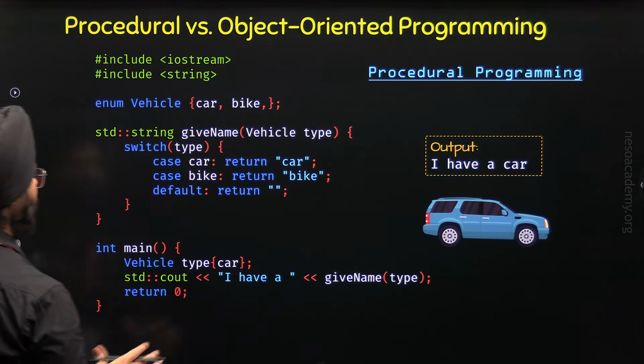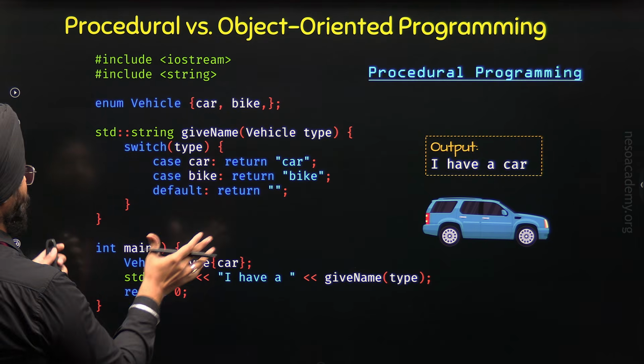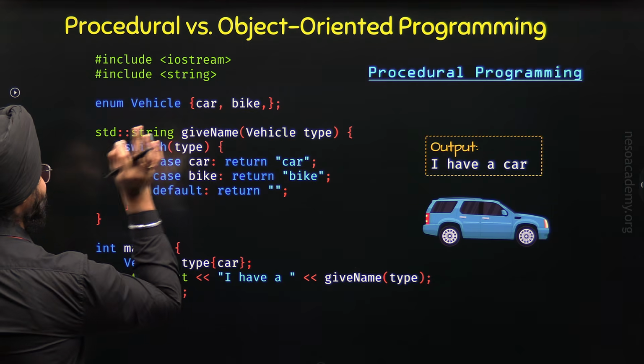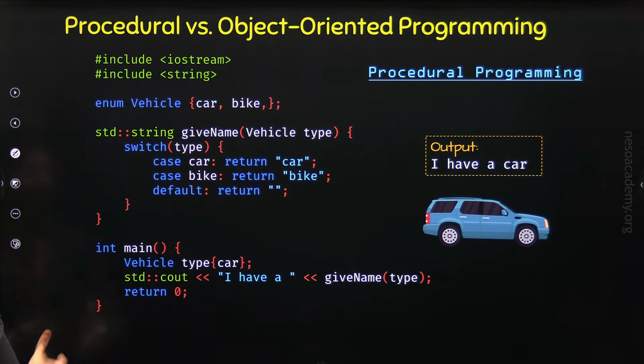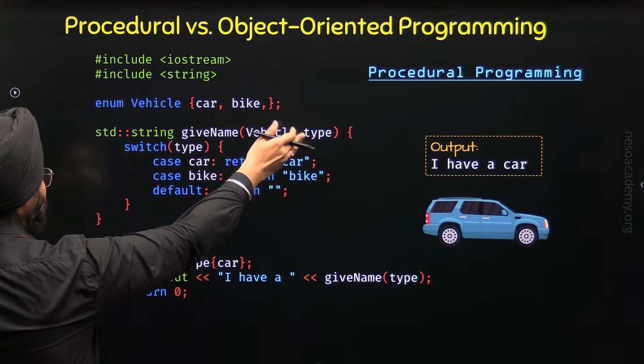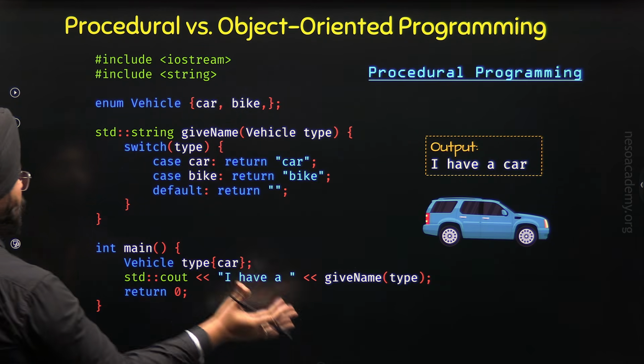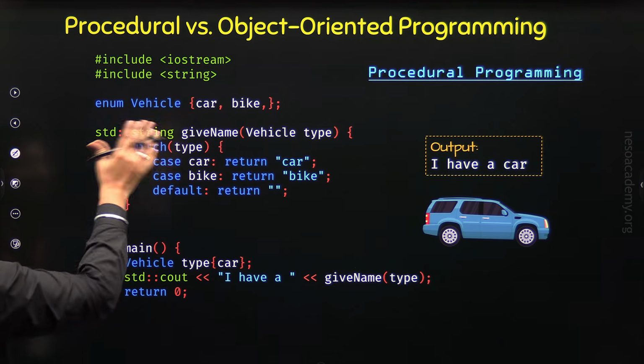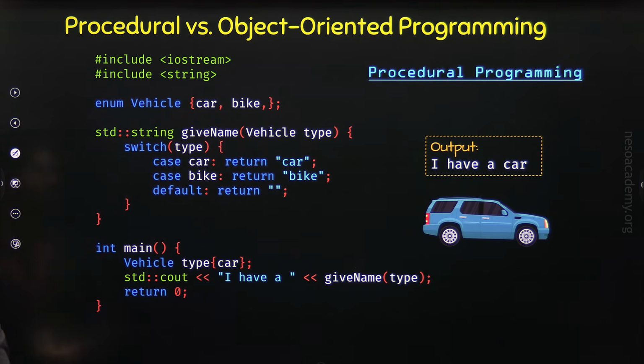Here you can observe that I have designed the procedural program. Here we have procedures. The focus is on designing the procedure or a function. Parameters are provided explicitly. Values are passed explicitly. Data and functions are separate entities. This is what we can observe.